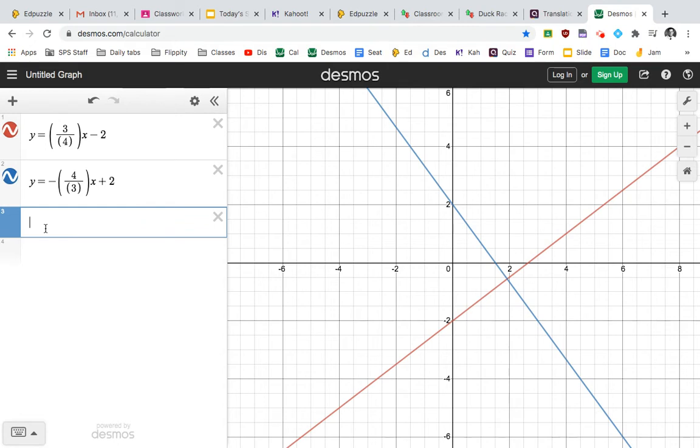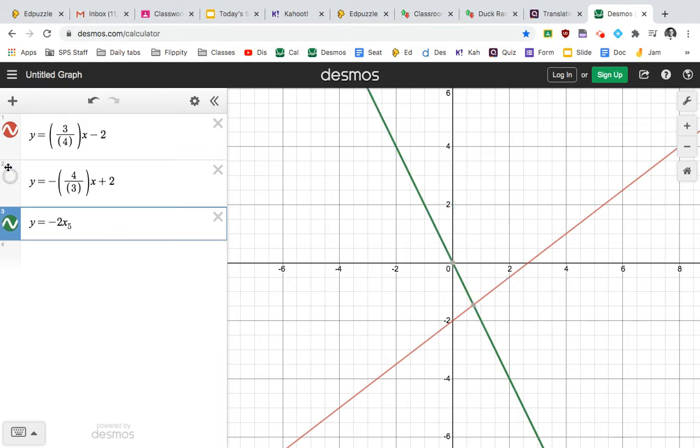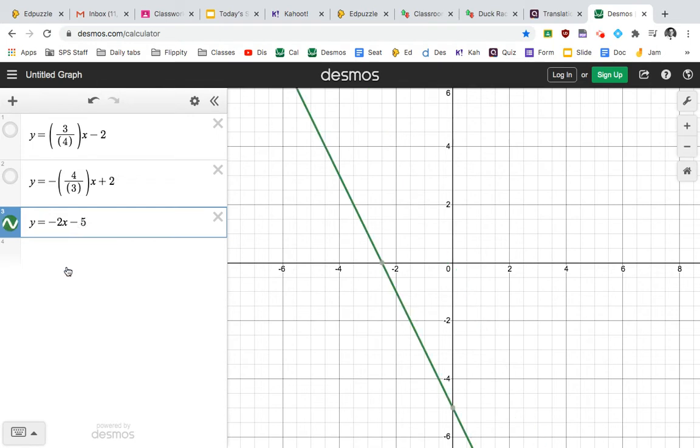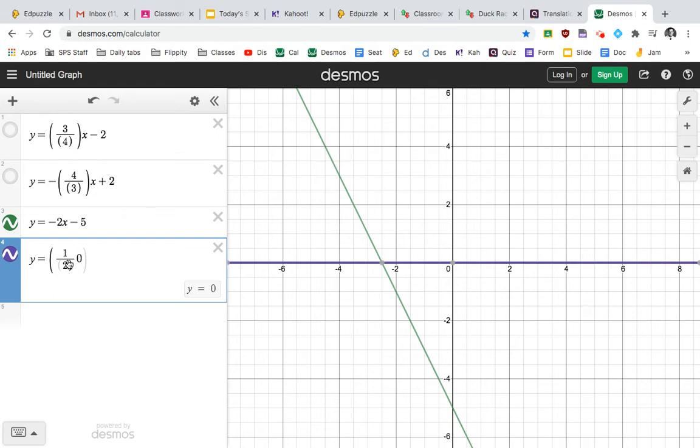Let's try another one. Let's try y equals negative 2x minus 5. Could you think of an equation that's perpendicular to that? Or tell me what the slope would have to be for that to be perpendicular. What's the opposite reciprocal of negative 2? It would be positive 1/2. So I'll put y equals 1 over 2 x plus 1, maybe.